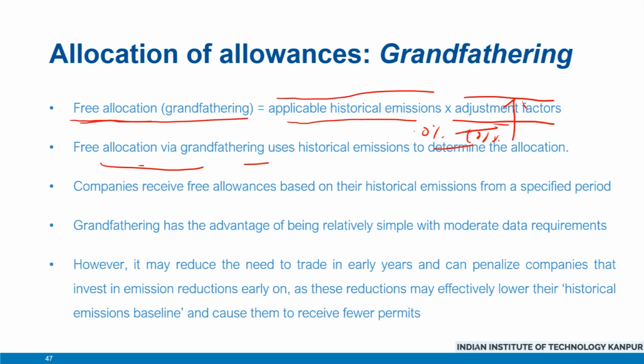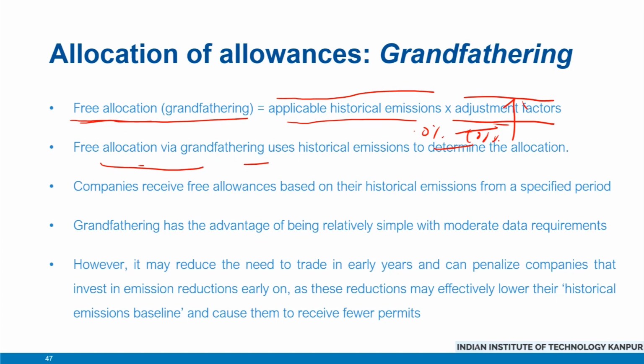Also, there is the cap decline factor. The cap decline factor ensures that this grandfathering approach remains a transitionary measure. What do we mean by this? Basically, it ensures that free allocation as per grandfathering declines over time, and thus it remains only a transitionary measure, not a long-term permanent solution for allocation of allowances.